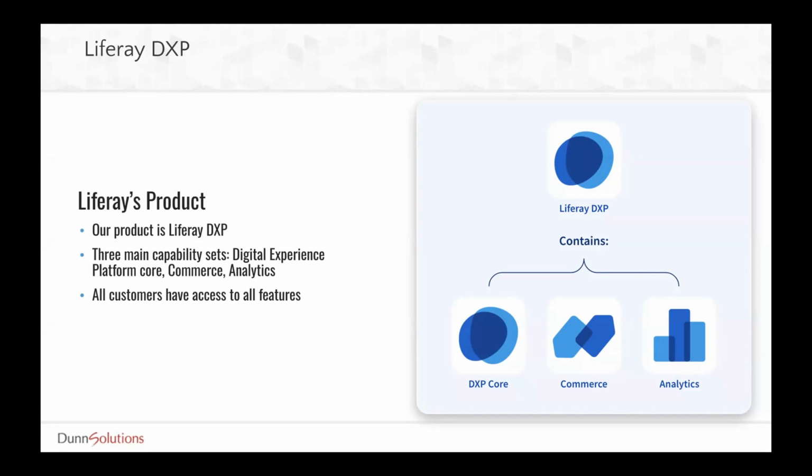Now, with the hour time slot that we have today, we won't be able to cover the full breadth and depth of all the different capabilities of our entire platform, but would like to give you a high-level overview of what Liferay can do. Now, Liferay DXP, the digital experience platform, contains three main components. Our DXP core, which we're going to be primarily focusing on today as we talk a lot about the core content management features. There's a whole commerce capability that's a part of that platform as well, which we won't spend too much time on today, but certainly if there are questions about it, we could discuss.